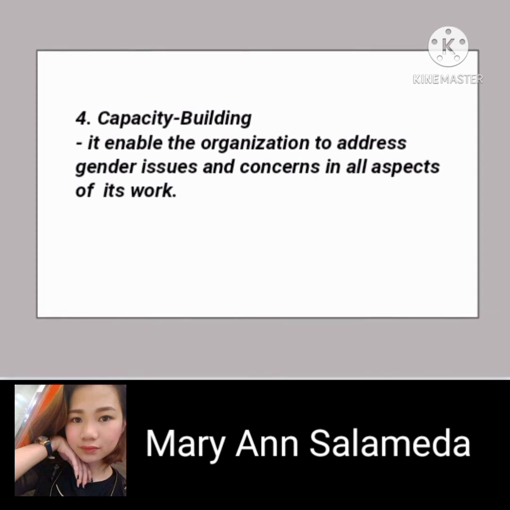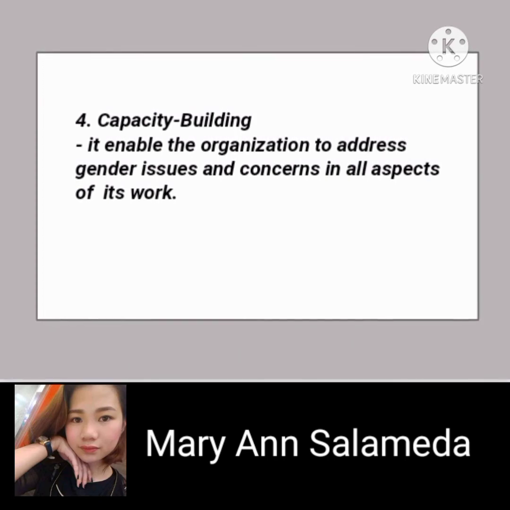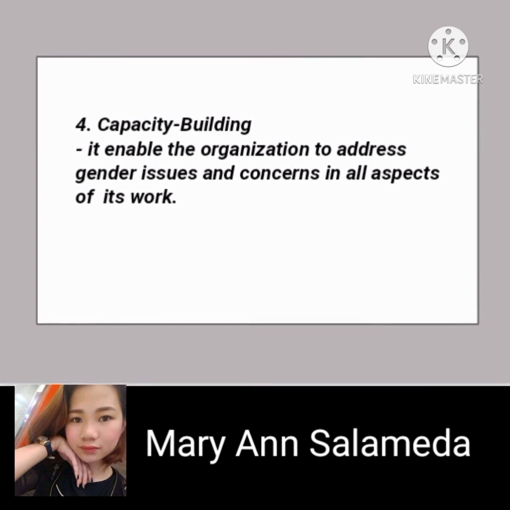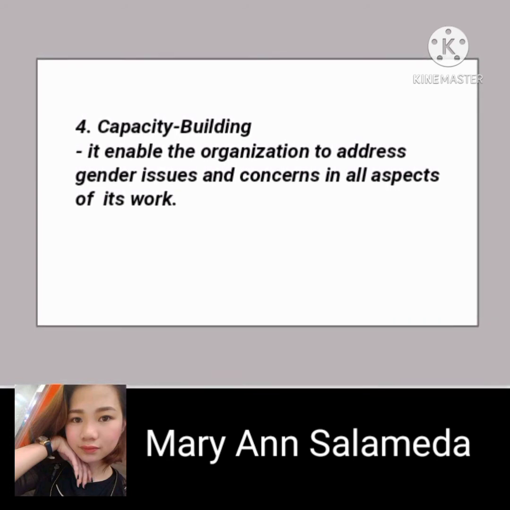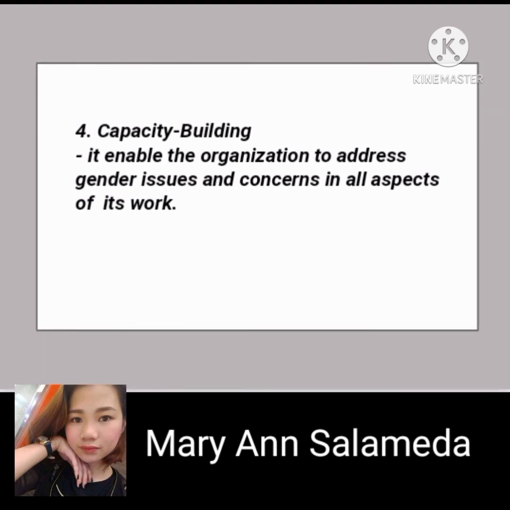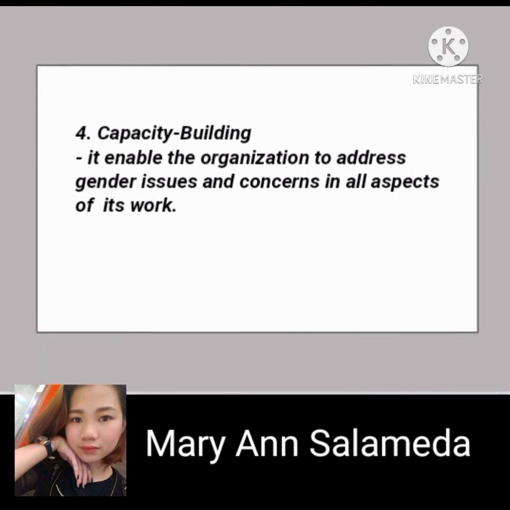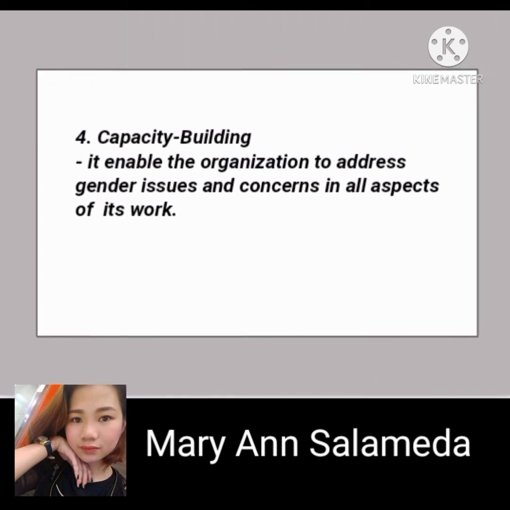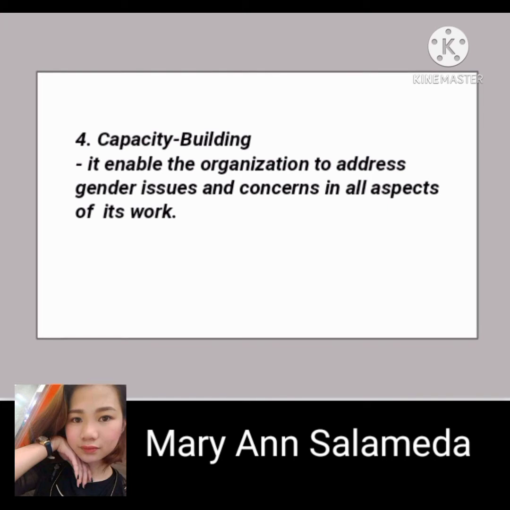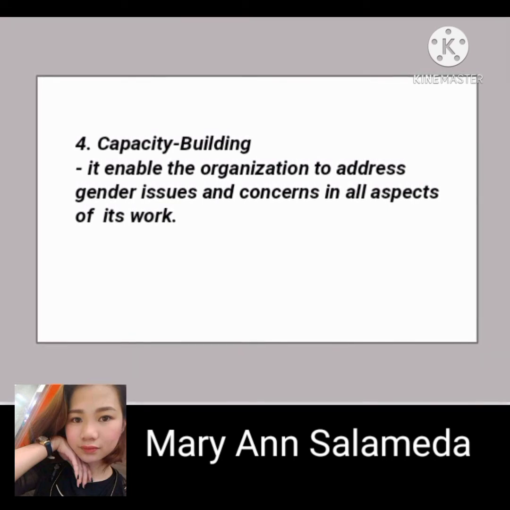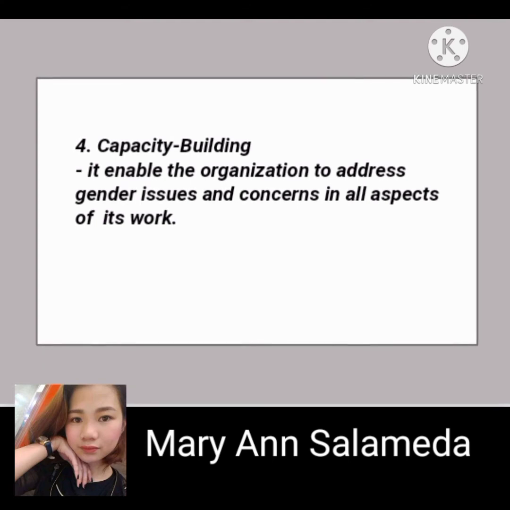So, continuing the processes of gender mainstreaming, number 4 is capacity building. It enables the organization to address gender issues and concerns in all aspects of its work. So here, it allows the organization to address gender issues and concerns in all aspects of its work. Types of capacity building include the vertical approach and horizontal approach.